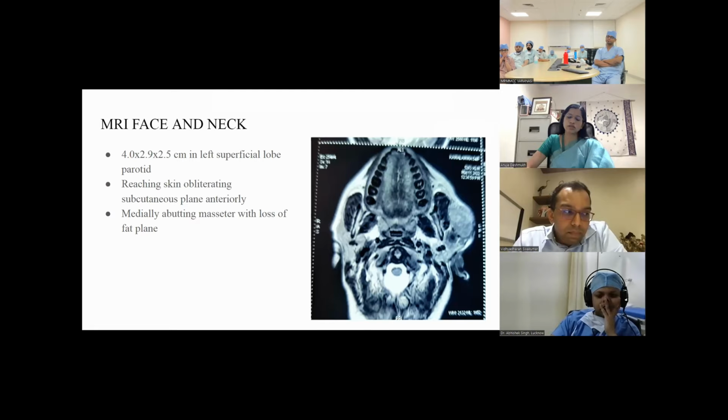So the NCDB database has shown that concurrent chemoradiotherapy has shown a detrimental result. So that's why people are not so keen to add chemotherapy to the patient, as we add to squamous cell carcinoma. But having said that, for this patient, maybe you can take a chemotherapy opinion. Maybe we may add chemotherapy, because this patient has a high-grade tumor, masseter involvement, and is a recurrence. I may not be surprised if it comes as a carcinoma ex pleomorphic adenoma.